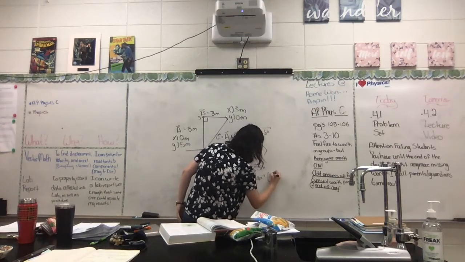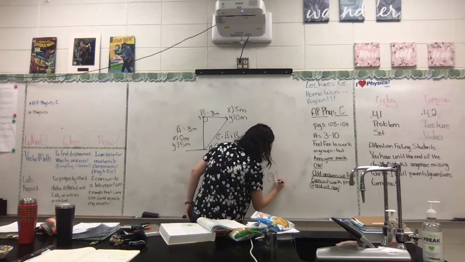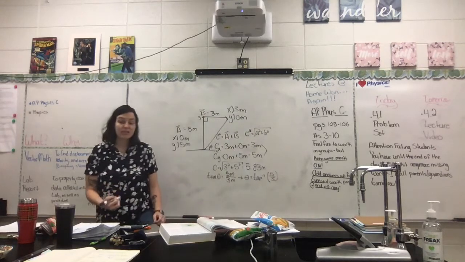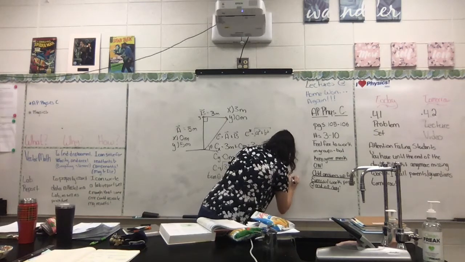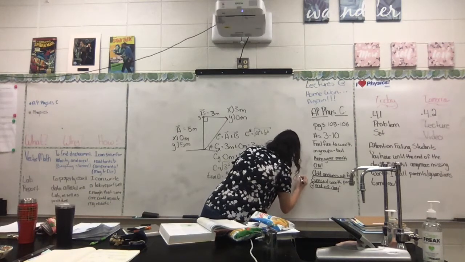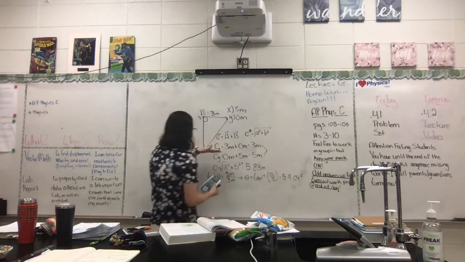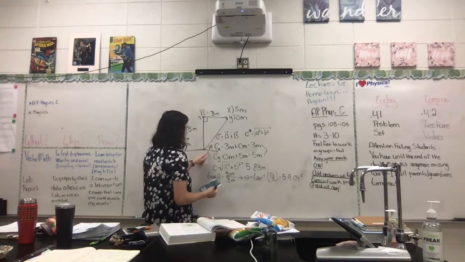So that means in order to find our angle, we would do theta equals the inverse tangent of 5 over 3. Okay? And when we do that, we get that theta is equal to 59.04 degrees, and that's going to be north of east.